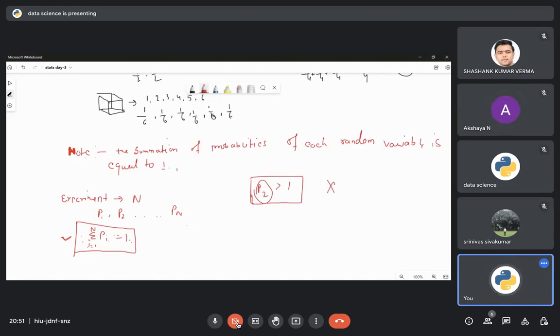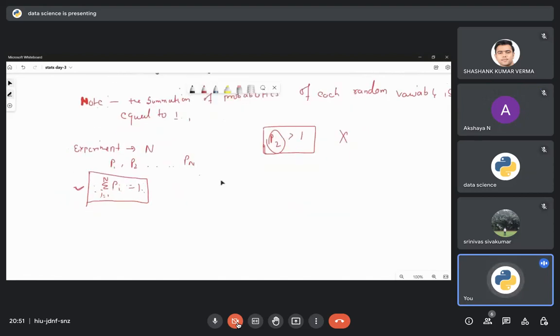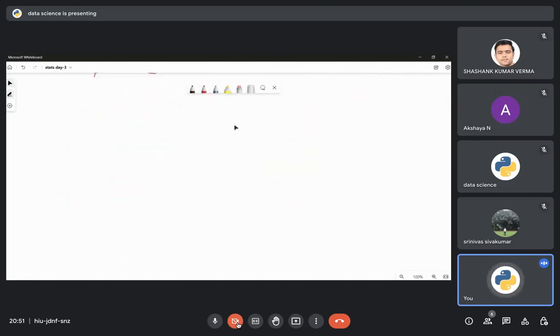So these are very peculiar interview-point-of-view questions. They must ask these things. Now we understood the discrete random variable. Any question on the discrete random variable? I think no. Now we are going to discuss the continuous random variable.